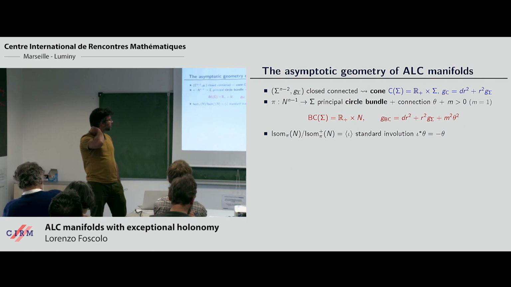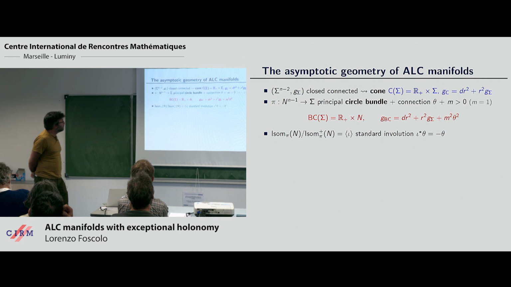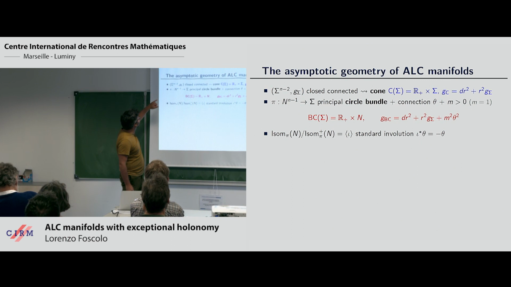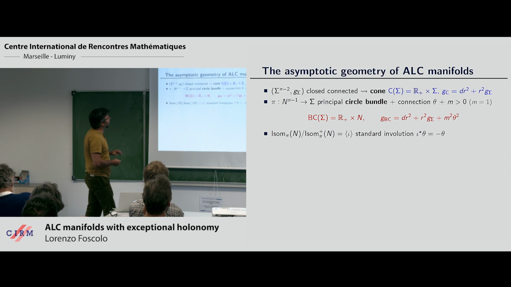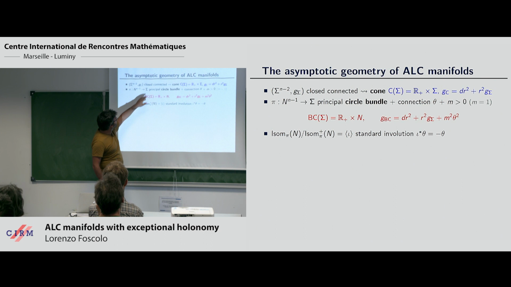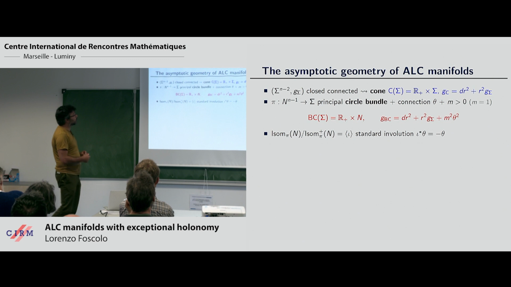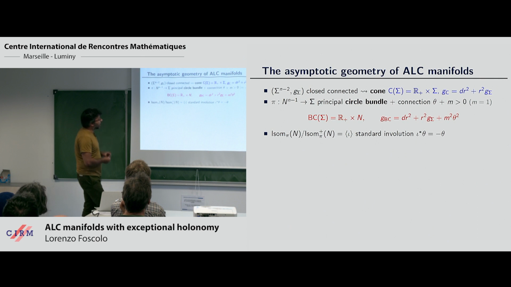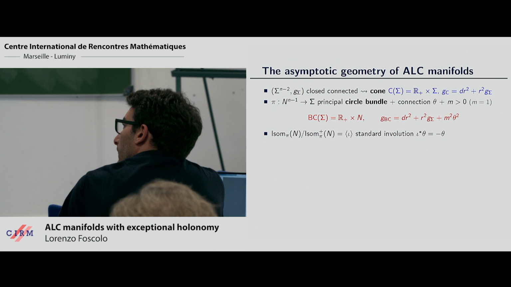So it's really the simplest type of fiber boundary metric. Here we have a compact, closed, connected manifold sigma, n-2-dimensional. r is some radial coordinate, and we have a principal circle bundle N over sigma. So there's some smooth manifold with a free circle action with quotient sigma. Theta is a connection on this bundle, so it's a one-form on N that is S1-invariant and evaluates to one on the vector field that generates the S1 action.